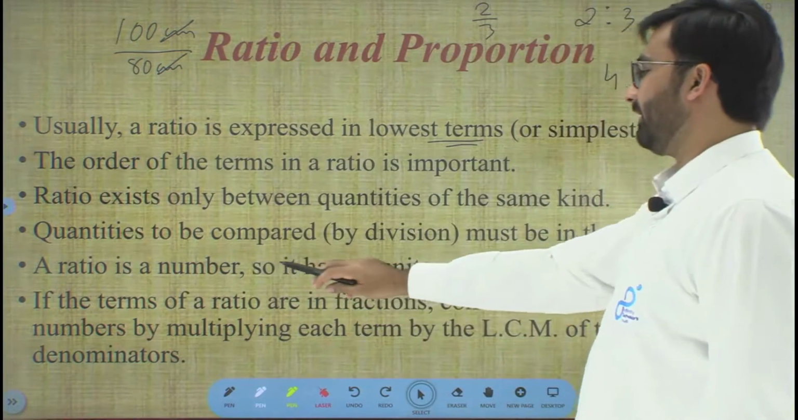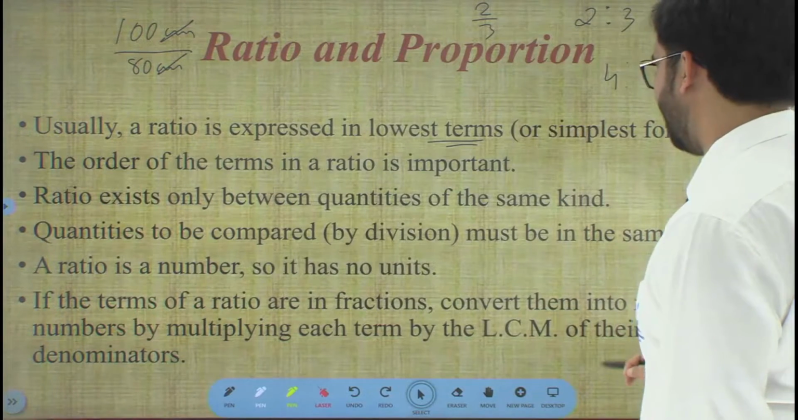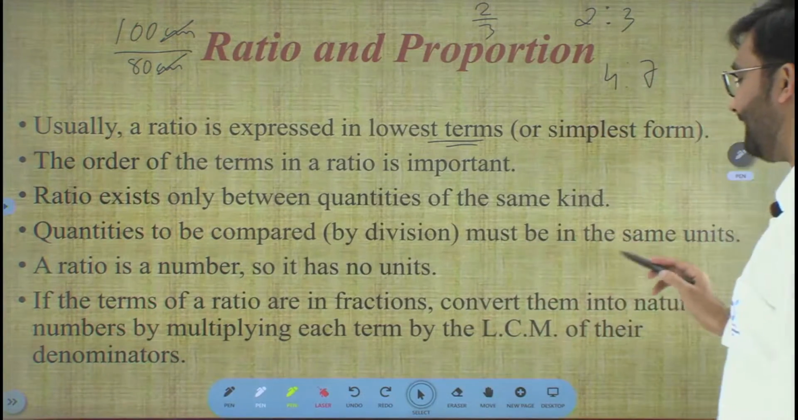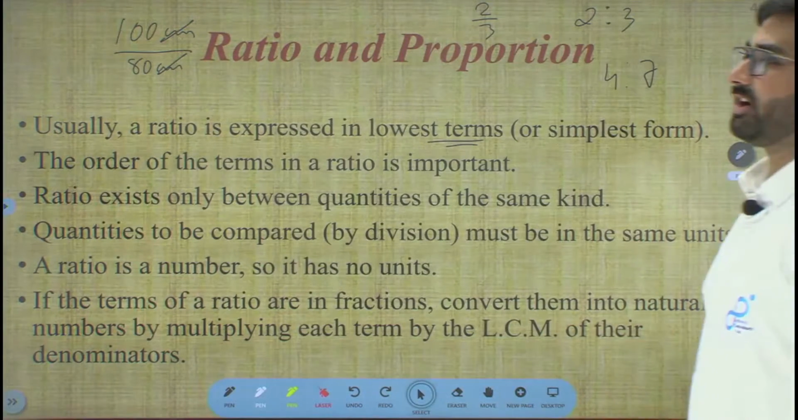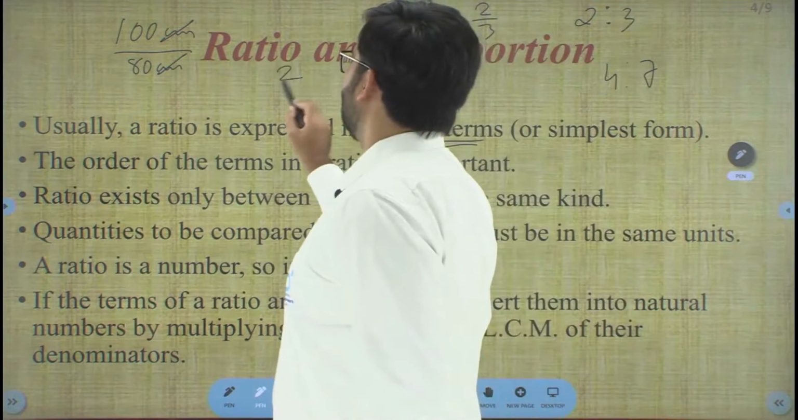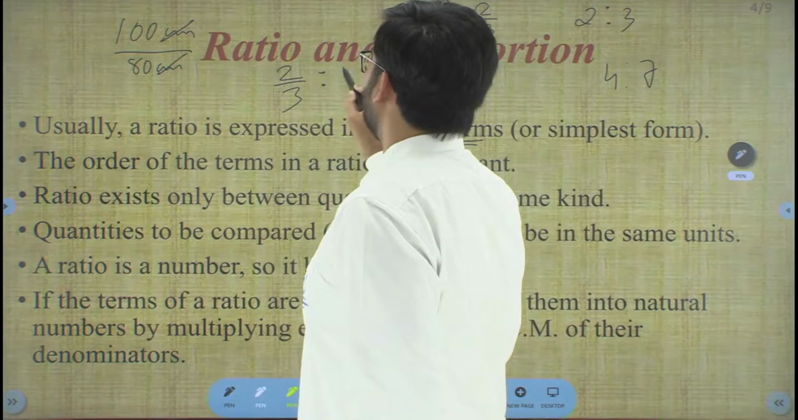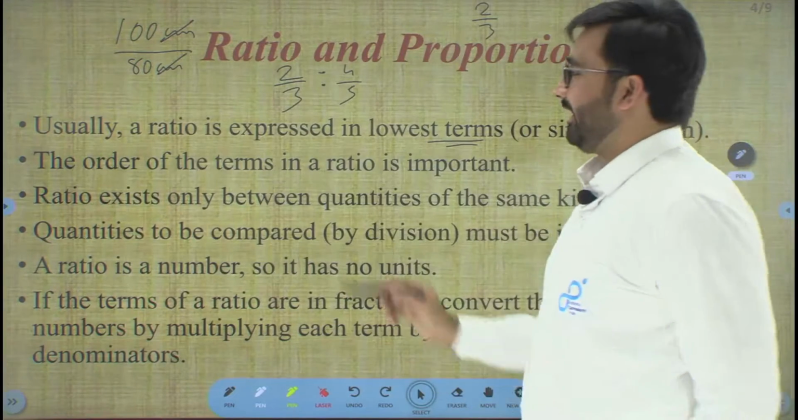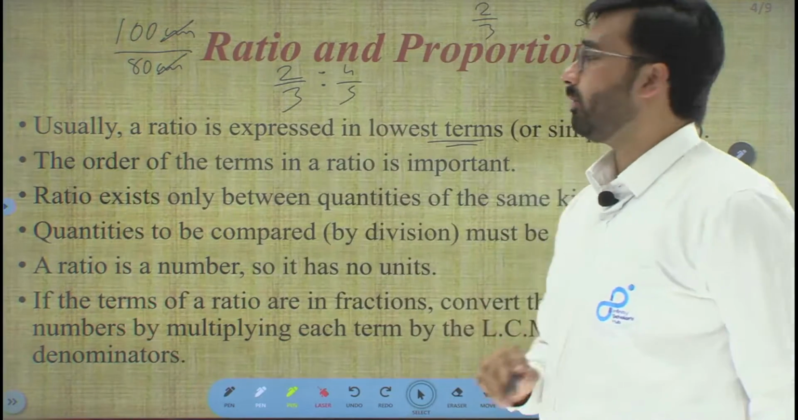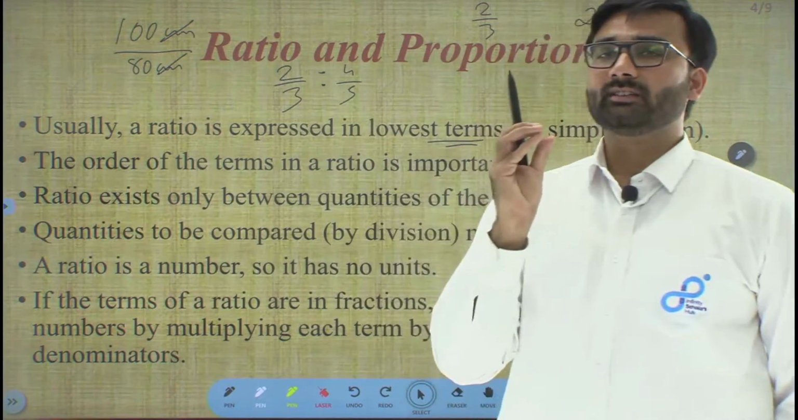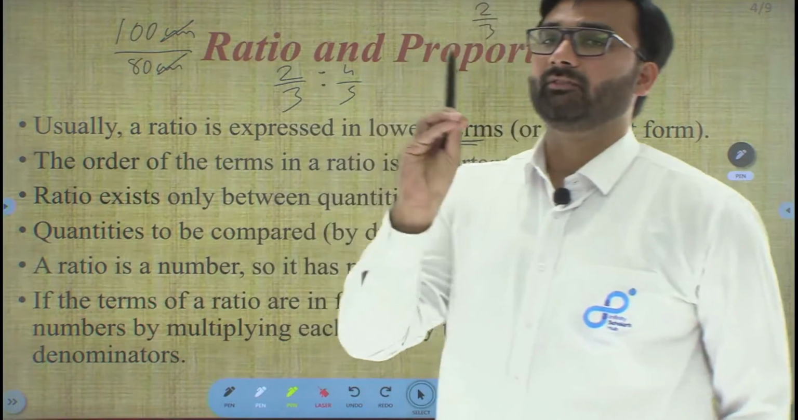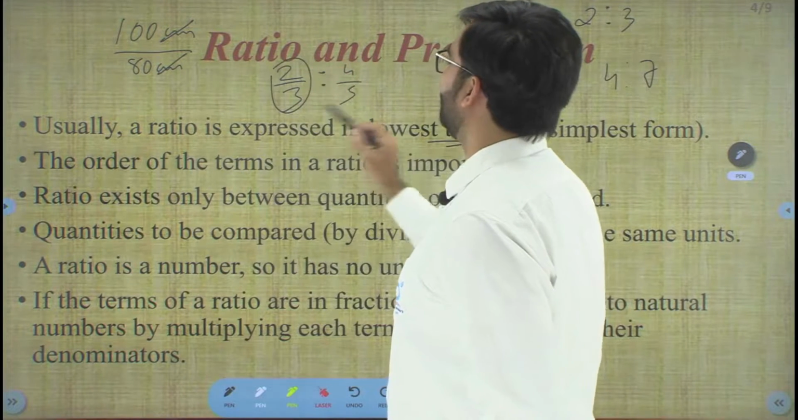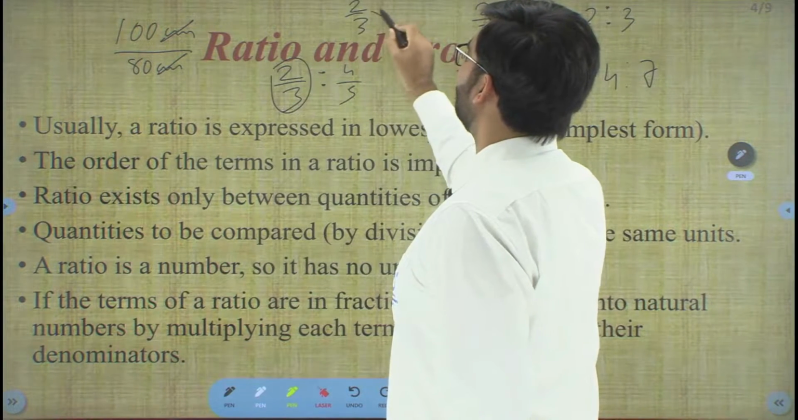Fine. And finally, if the terms of a ratio are in fractions, we can convert them into natural numbers by multiplying each term by the LCM of the denominators. Now see, what does this mean? If I have the ratio 2/3 is to 4/5, what will I do? I will take out the LCM of the denominators. So the LCM over here will be 15. Now this 15 will get multiplied with each term of the ratio. So 2/3 multiplied by 15.